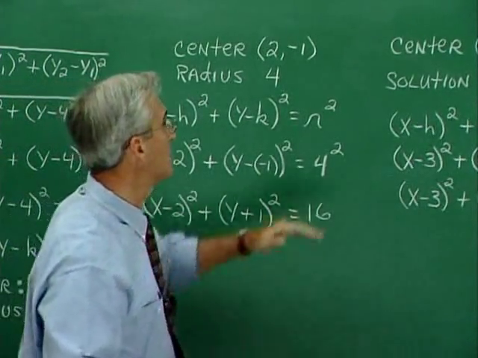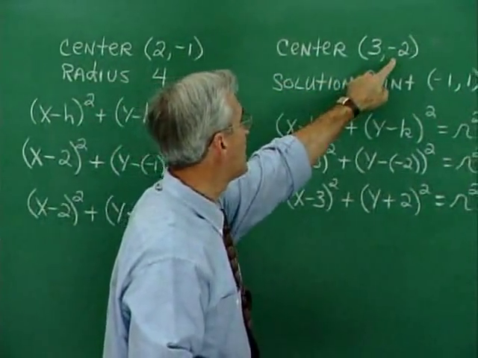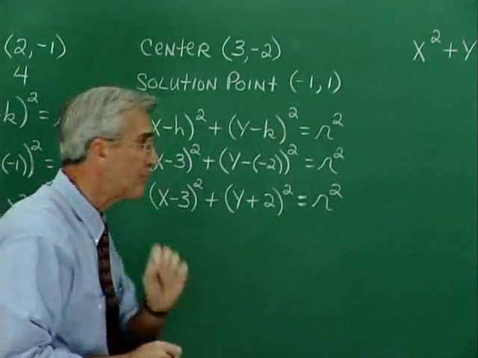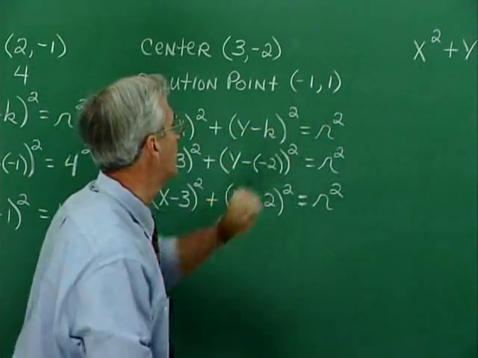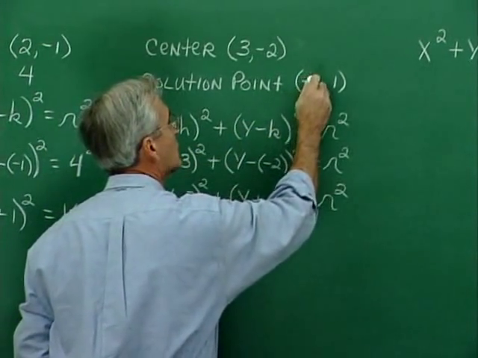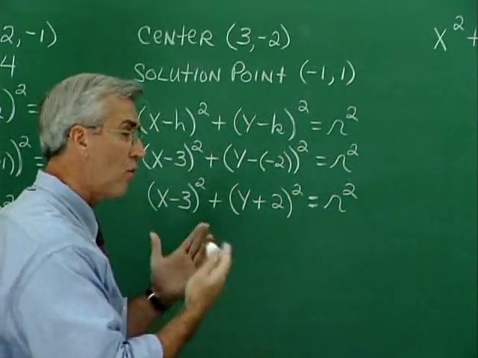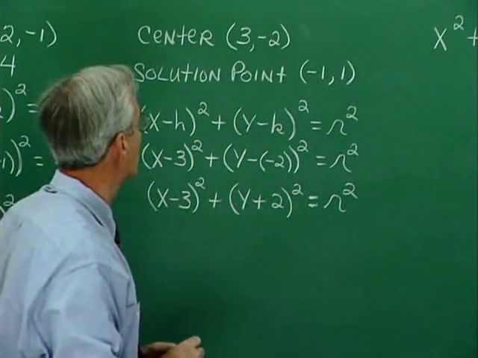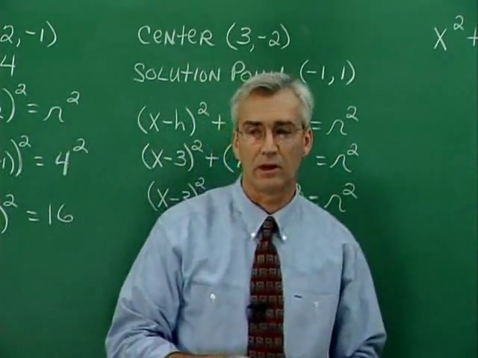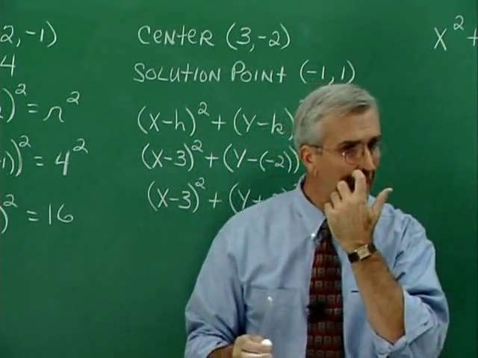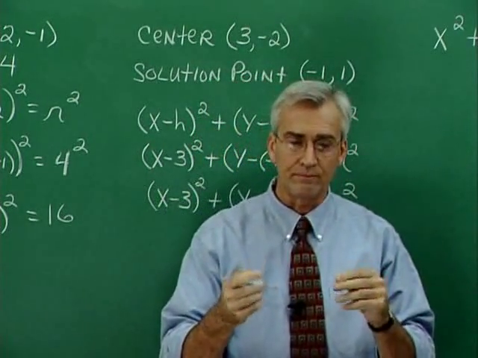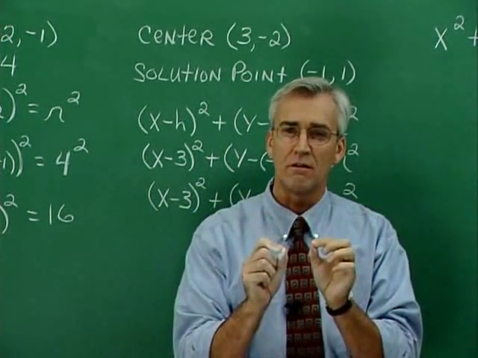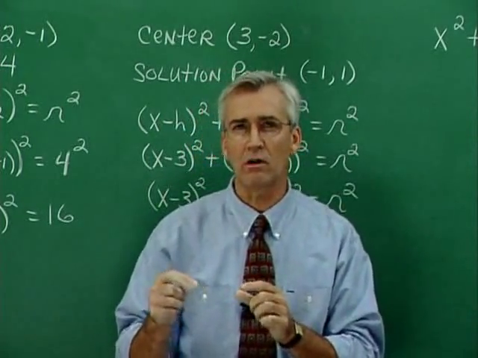Suppose we have this information. Suppose we know that the center is at 3, -2, and a solution point to the equation that we're developing is -1, 1. We would certainly start the same way. We would start with the format, or the template, for the equation associated with a circle. Let's talk about solution point just a minute, though, because we're going to come back to that in a second. A solution point means an xy pair that solves the equation that we are developing.